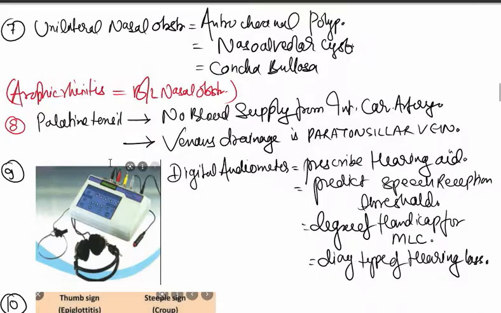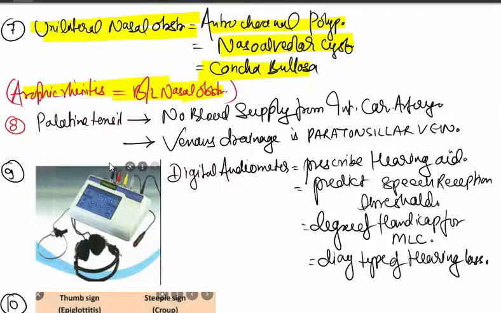Okay, next one, unilateral nasal obstruction: antrochoanal polyp, nasoalveolar cyst, and concha bullosa. Atrophic rhinitis causes bilateral nasal obstruction.